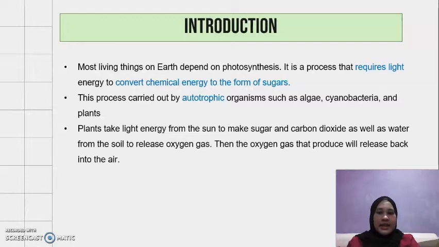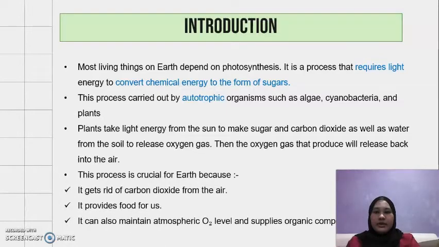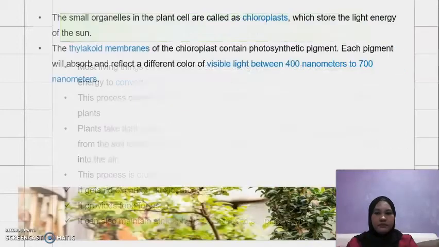Plants take light energy from the sun to make sugar, and carbon dioxide as well as water from the soil to release oxygen. Then the oxygen gas that is produced will be released back into the air. The photosynthesis process is crucial for Earth because it gets rid of carbon dioxide from the air since it produces oxygen gas. It provides food for us. It can also maintain atmospheric oxygen level and supplies organic compounds.